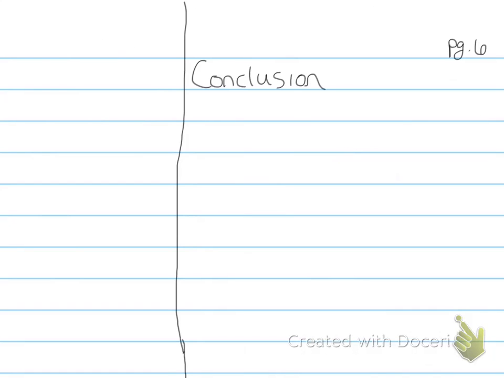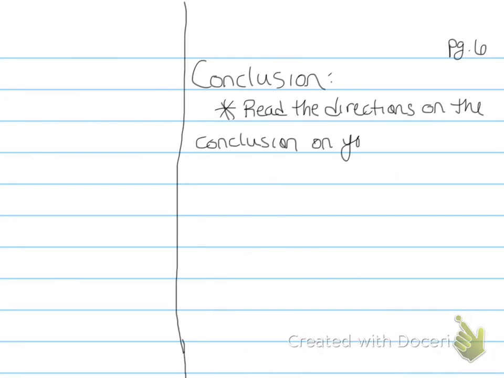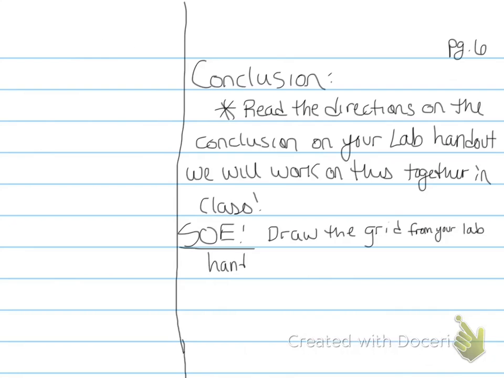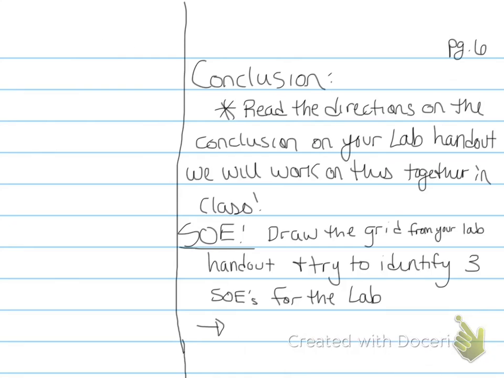So then what you're going to do is write your conclusion. Leave space for this. What I want you to do is read directions for the conclusion on your lab handout, and this is what we're going to work on in class together. The conclusion is actually one of the hardest parts of a formal lab, so what I want to make sure that we do is work on that together while we're in class. Then what I want you to try to do is your sources of error. So you want to draw the grid from your lab sheet, and if you draw that grid every time, you're probably going to get a good grade on your sources of error. I want you to try to identify sources of error for the lab, and we'll also review those together in class.